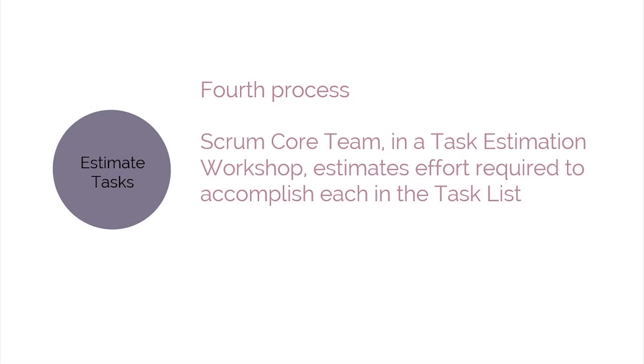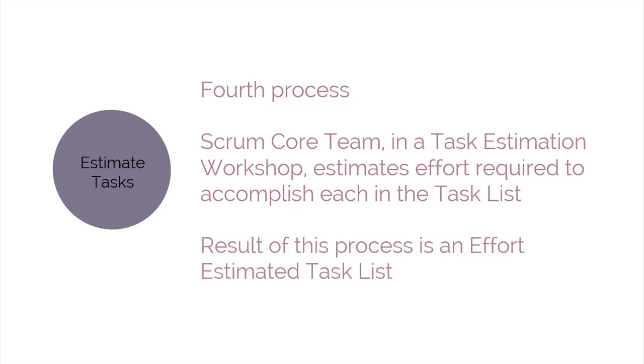Estimate Tasks is the fourth process. During this process, the Scrum core team, in a task estimation workshop, estimates the effort required to accomplish each item in the task list. The result of this process is an effort estimated task list.